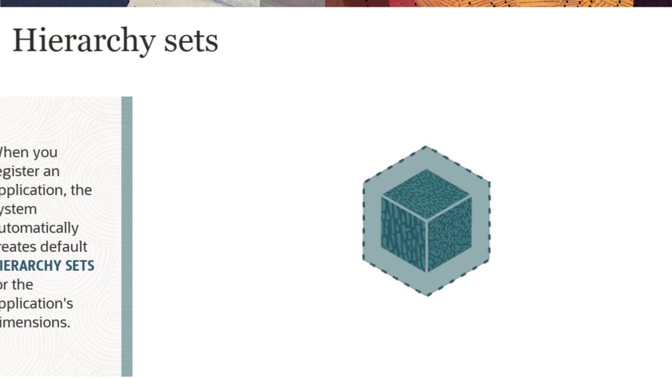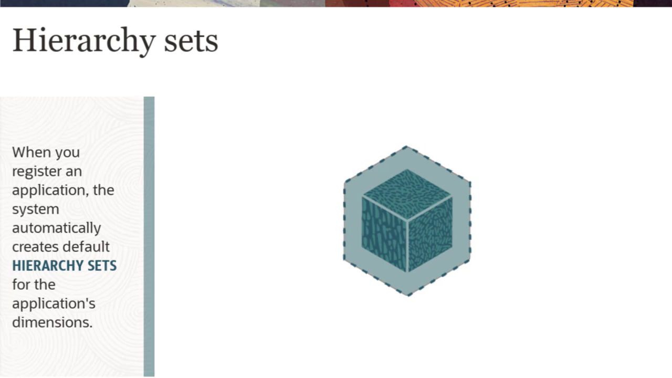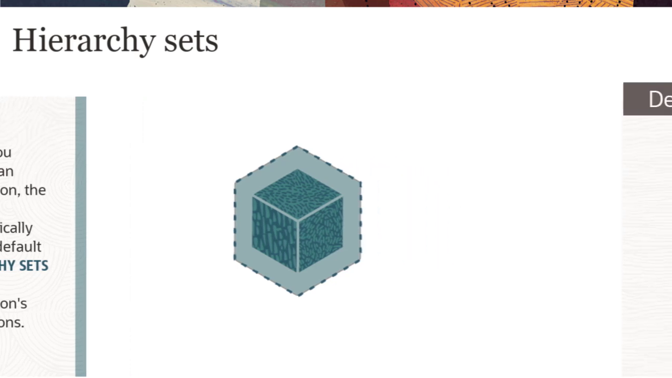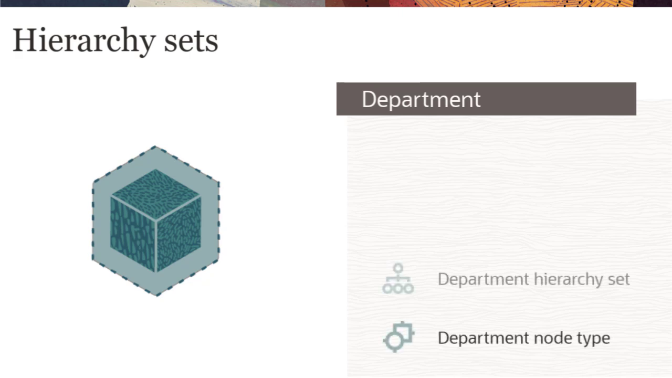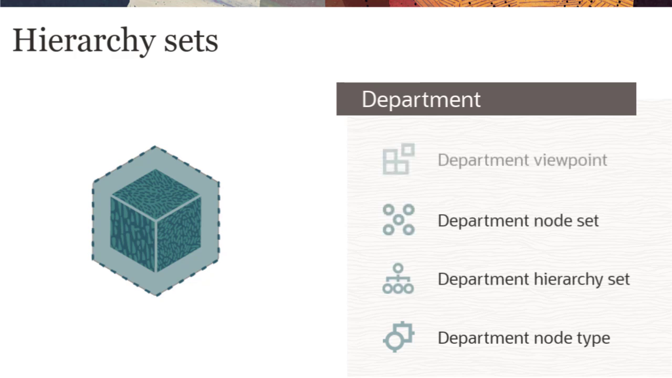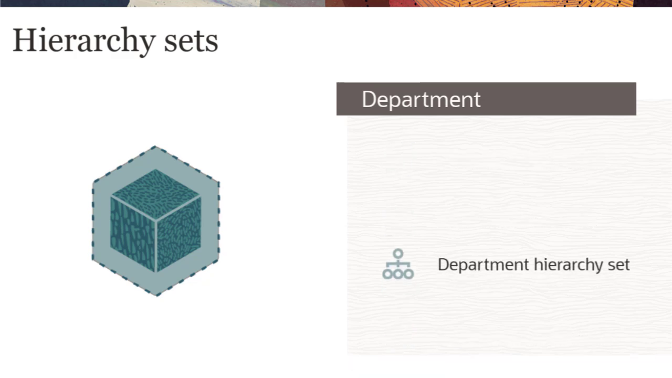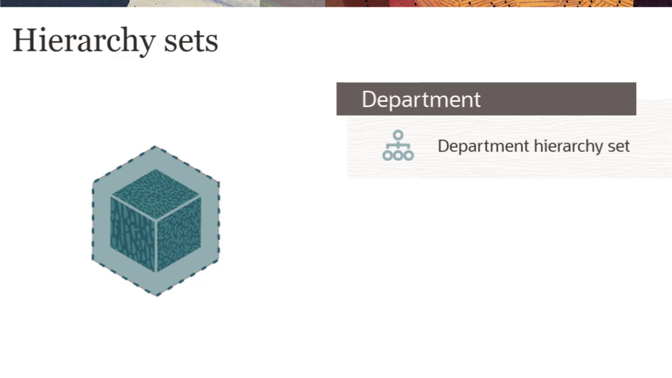When you register an application, the system automatically creates default hierarchy sets for the application's dimensions. For example, registering an application with a dimension for departments will create data chain objects that include a department node type, hierarchy set, node set, and viewpoint. Hierarchy sets define parent-child relationships for nodes.